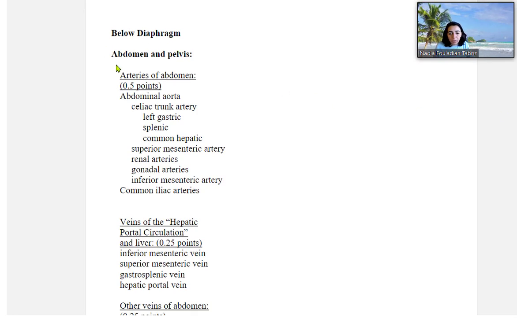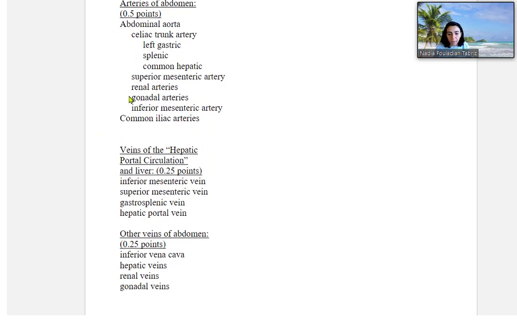below diaphragm part here for the abdomen and pelvis, arteries of the abdomen, like all branches that are separating from the aorta: celiac trunk artery, superior mesenteric and inferior mesenteric artery. Pay attention that these three are single branches. We have some other branches that go to both sides, like for the kidney, renal artery, gonadal artery that goes to the gonads, or some others that haven't been mentioned here, like we have some lumbar arteries when you see them on the pictures.